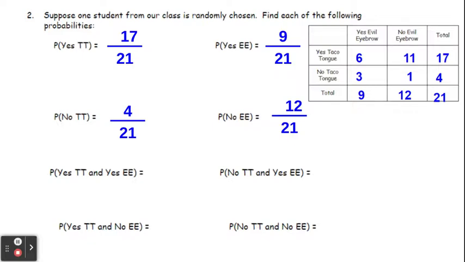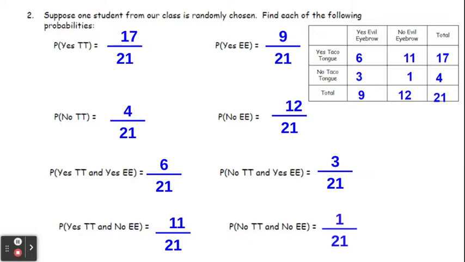Now the bottom 4 probabilities in this section, we're looking at one specific box. So yes, taco tongue and yes, evil eyebrow is one box in that table. That's the 6 out of 21. Yes, taco tongue and no evil eyebrow is the 11 out of 21. And those two together make that row of 17 out of 21. No taco tongue and yes, evil eyebrow, 3 out of 21. And notice the 6 out of 21 and 3 out of 21 make that first column of 9 out of 21. And then finally, we have 1 out of 21 for no taco tongue and no evil eyebrow. So all of these are out of the class total of 21.